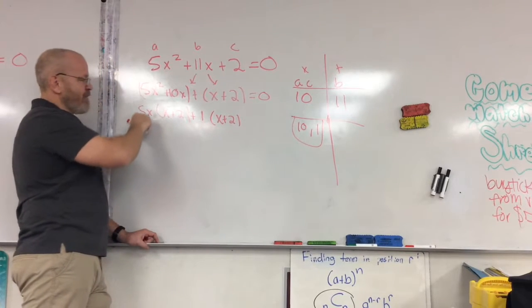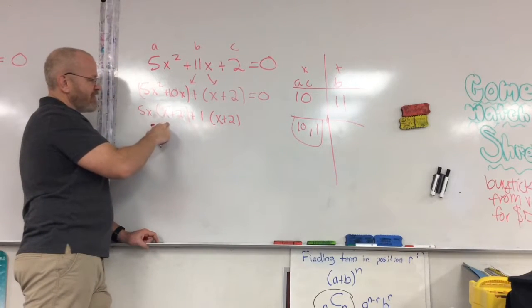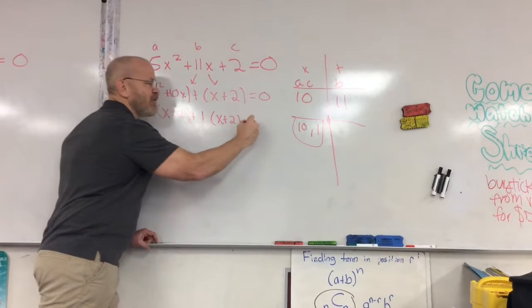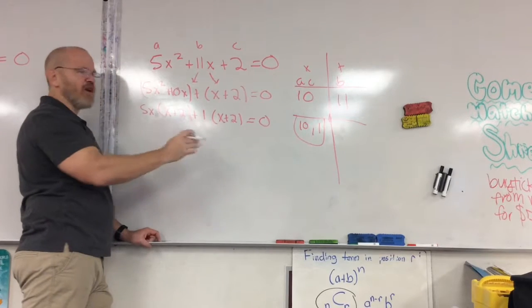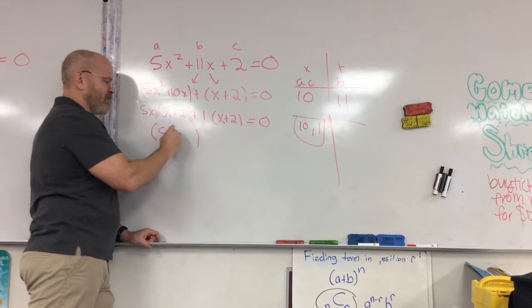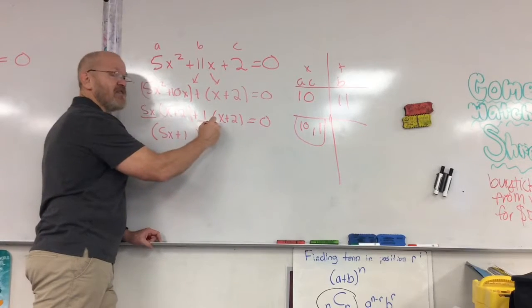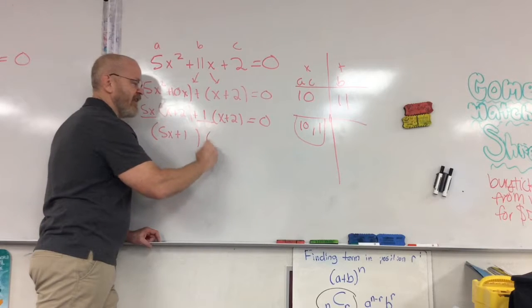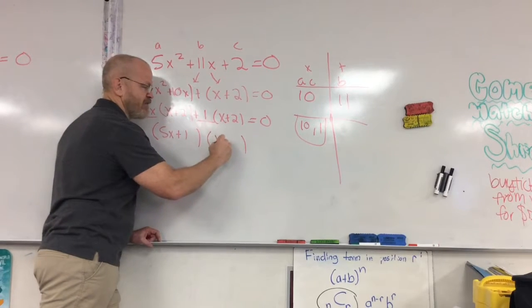I'm just going to point out that if I multiply this back in, 5x times x would turn into that, and 5x times 2 would turn into this, and so on. So we could go backwards from here. But our goal here is to regroup. So one of my factors is what? 5x plus 1, taking those terms on the outside, that transition form of the distributive property. And the last one is what? x plus 2.